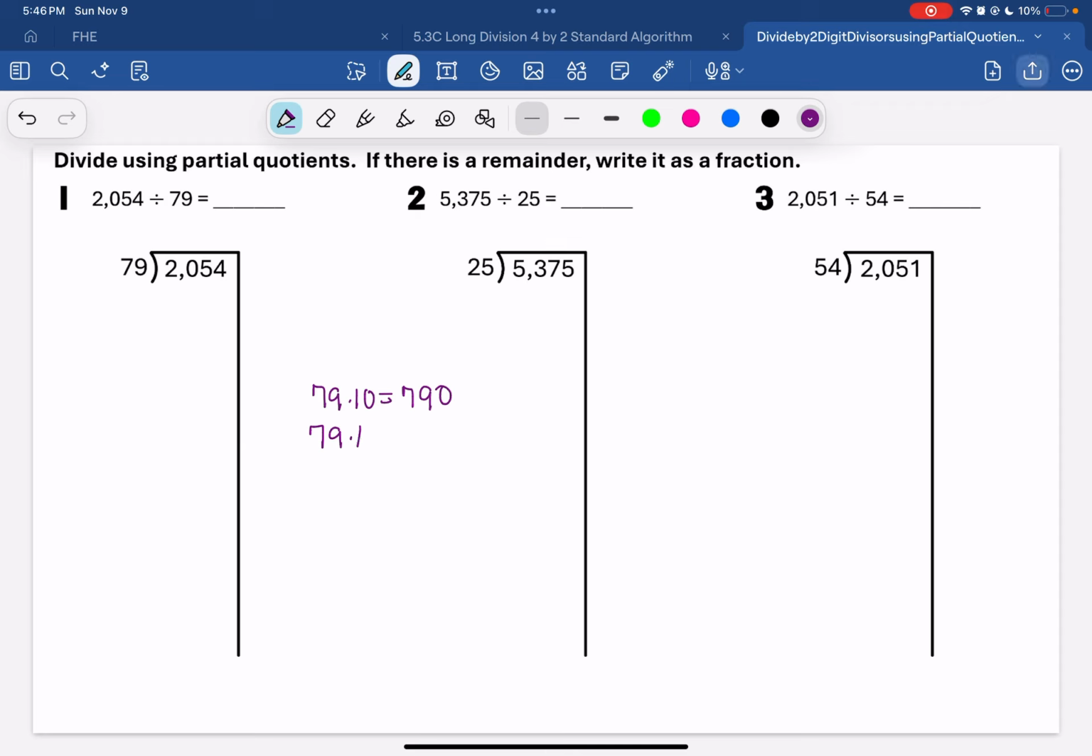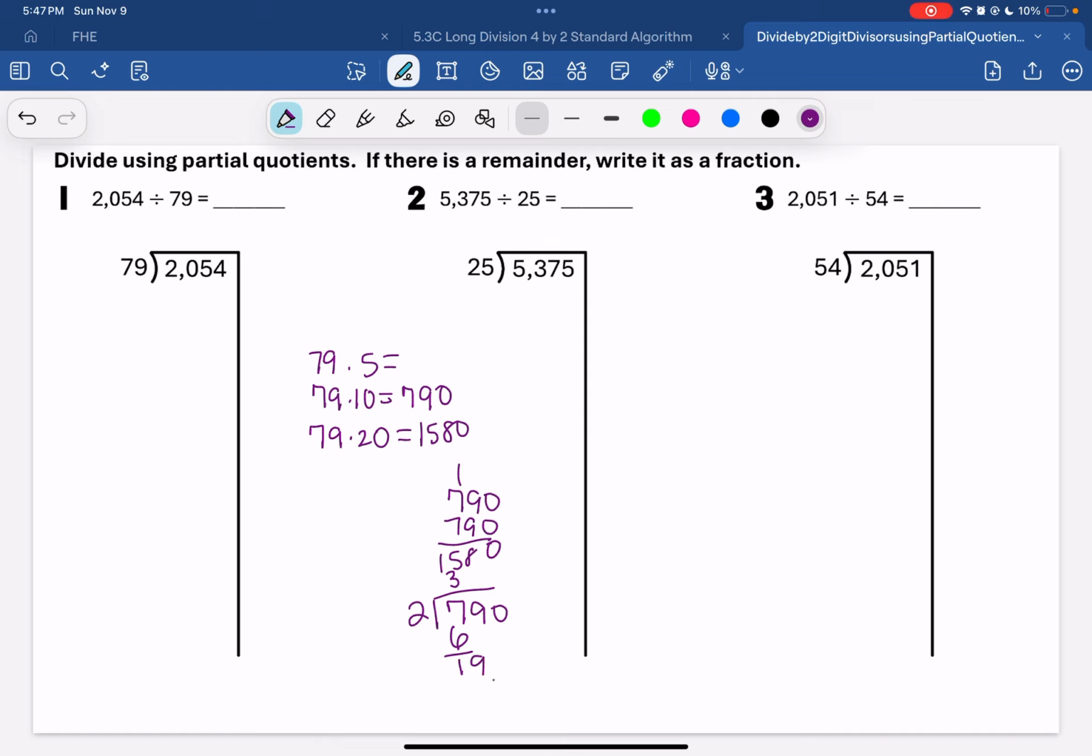I meant to write 20. So if I double 10 to get 20, then I'm going to double 790. That would give me 1580. If I wanted to get closer, I think the easiest way to do is just half the 10. And so if you know what 79 times 10 is and you want to figure out what half is, times it by 5, and then go 790 divided by 2.